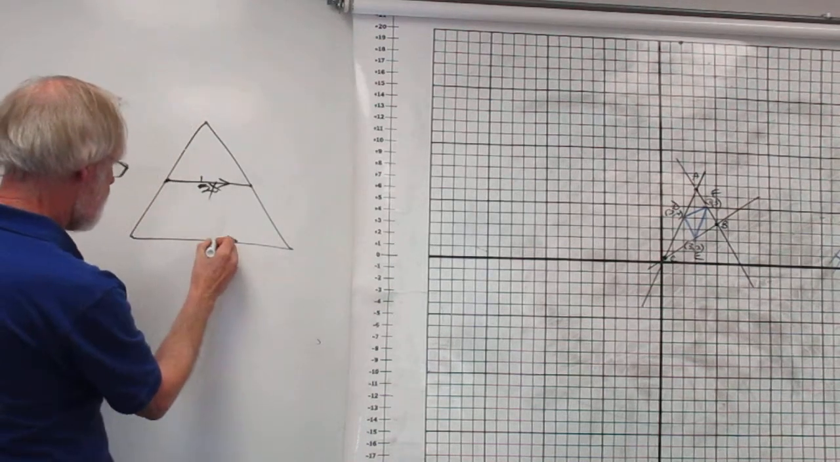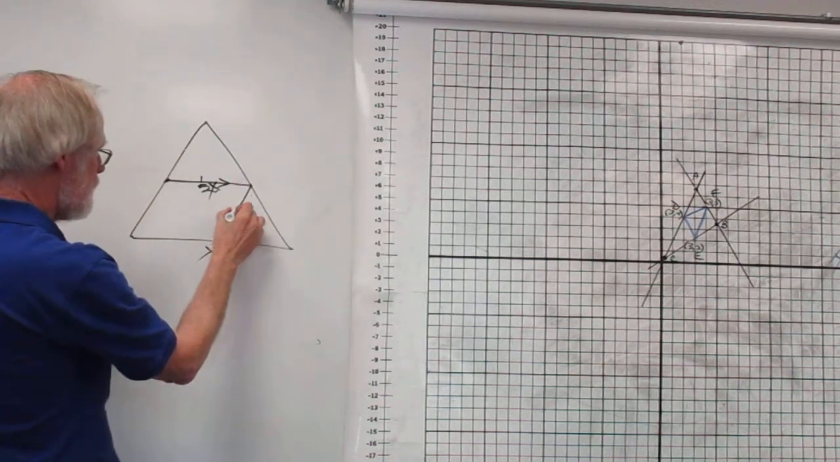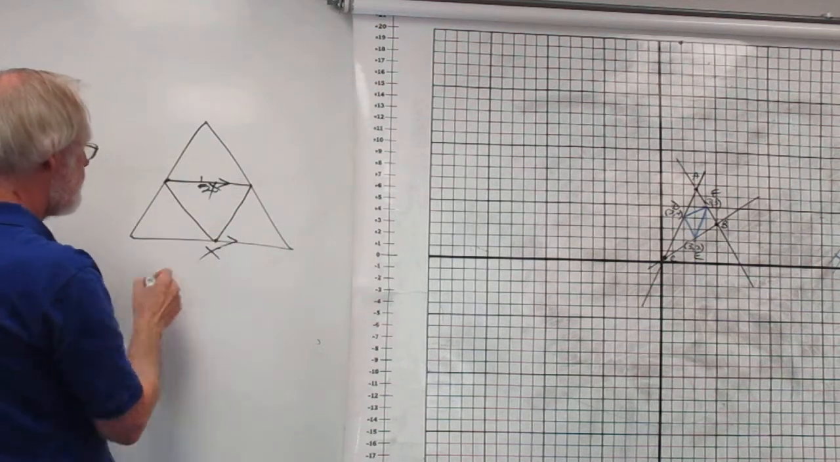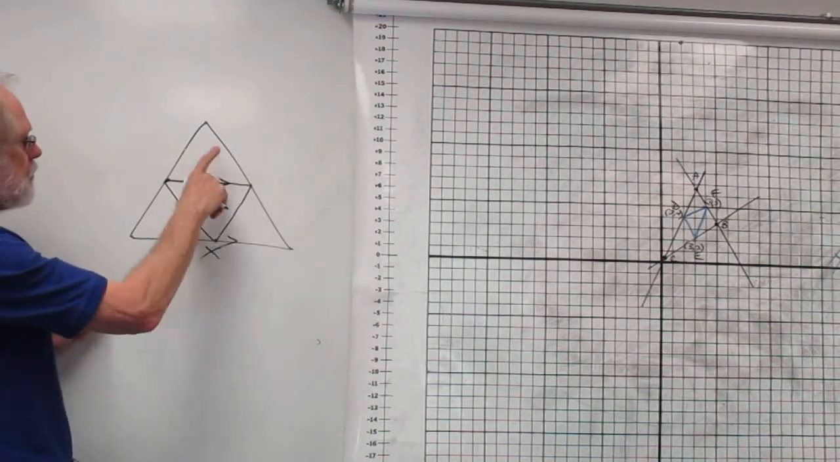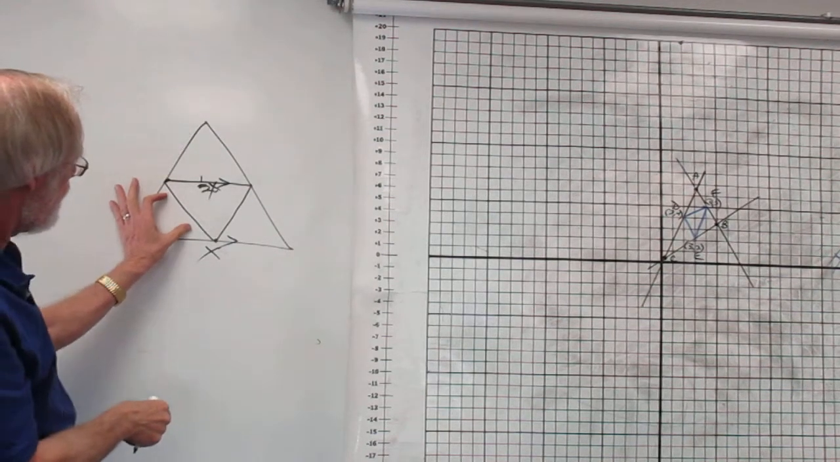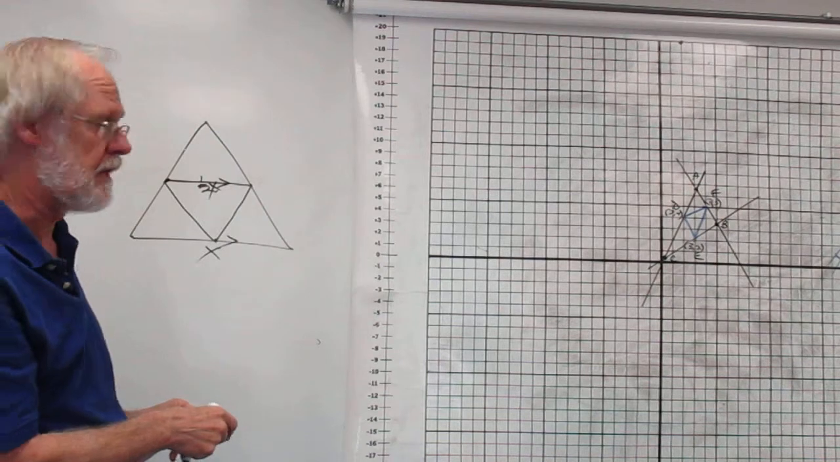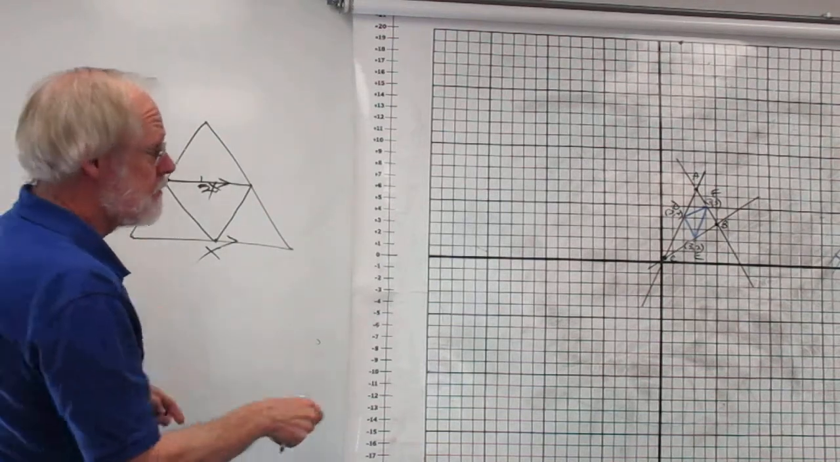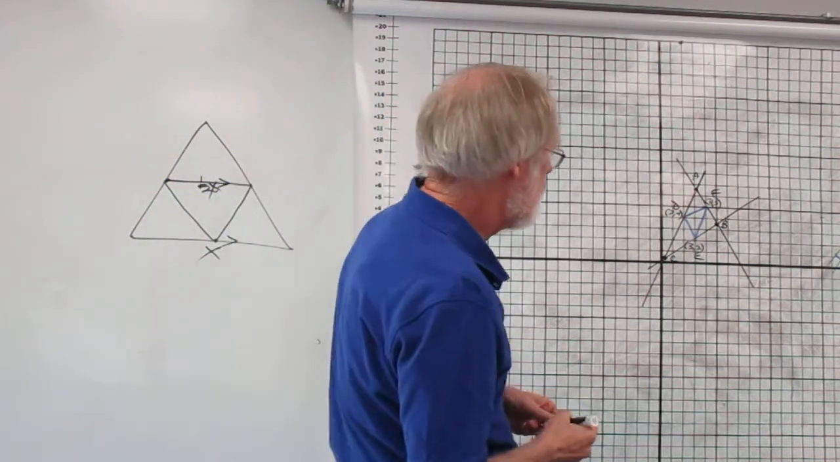Notice, by the way, that I could draw three midsegments, just like that. And this one, of course, would be parallel to this side and half its length, and this one over here would be parallel to this side and half its length. Now, we're going to use that information over here to solve a problem.